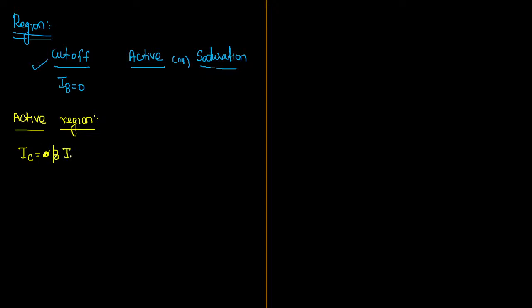IC equal to beta times of IB, and IC also equal to alpha times of IE. You know all the relations, right?